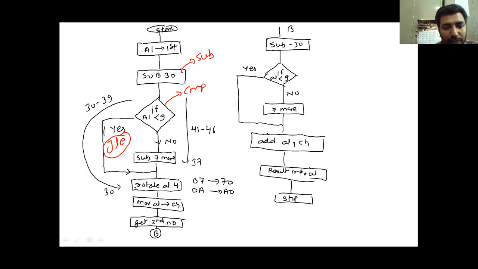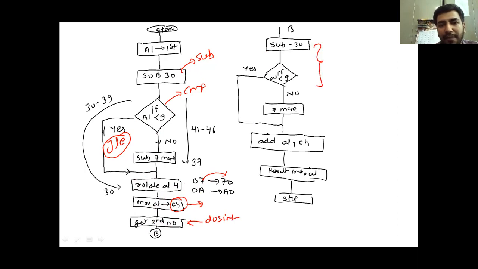I will be jumping to a point where I will rotate AL by 4 so that my 07 becomes 70. Okay, and I will move that 70 into a safe place, because the second number I'm going to take into AL again, so this AL should not be corrupted. That's why I will take the second number again using the DOS command. Okay, and this is the B part, where after that I will again do the same.